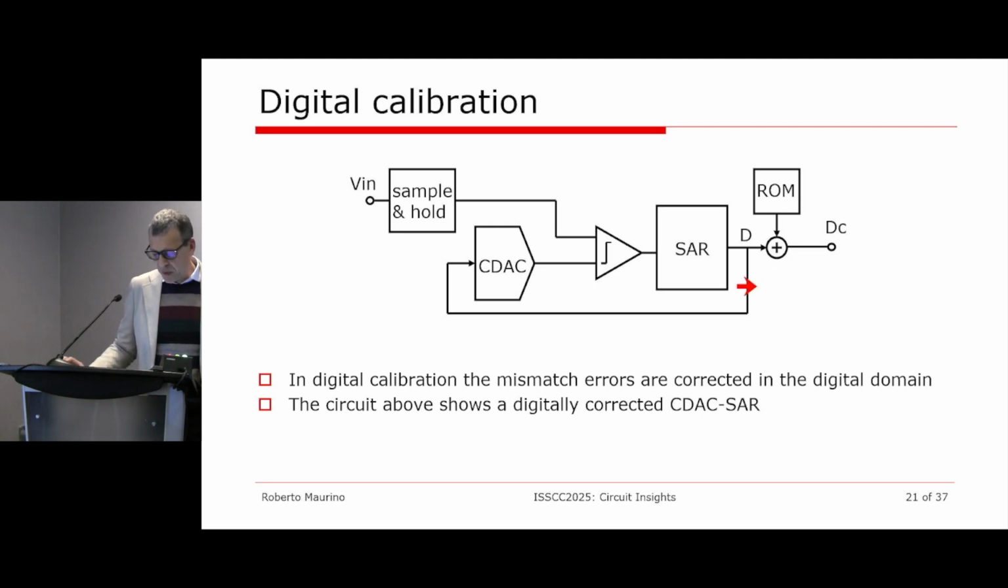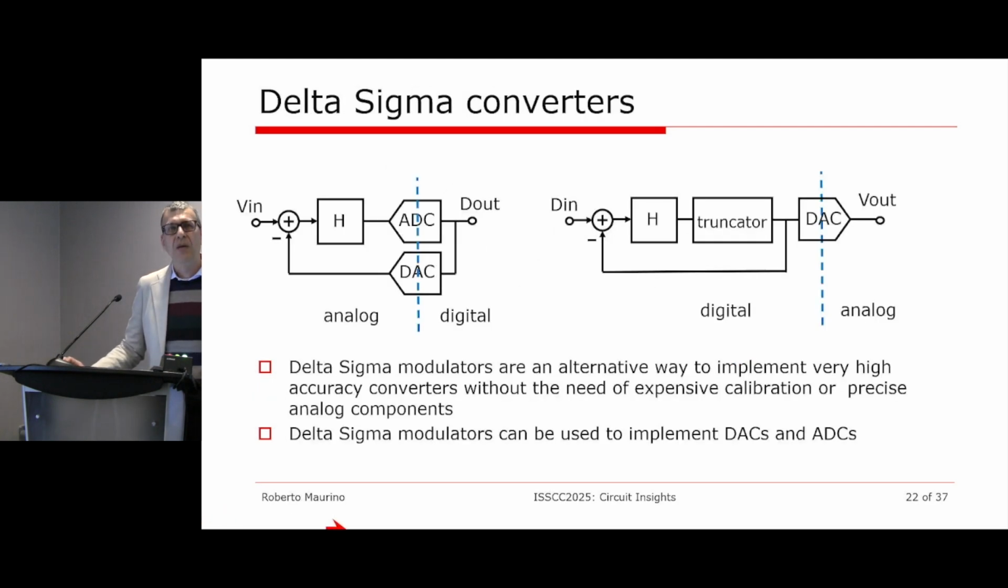So calibration is great, but it has some costs associated because you have to add extra circuitry, you have to store the coefficients somehow. So people have been thinking about schemes that could get away without running this calibration, and certainly in the past, delta sigma has been used for this. Delta sigma converters can be used to implement analog to digital converters, and we have an example here on the left. They can also be used to implement D2A, and we have here an example on the right.